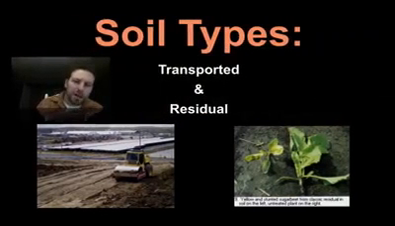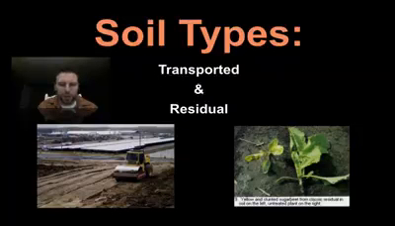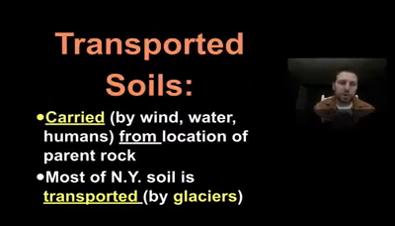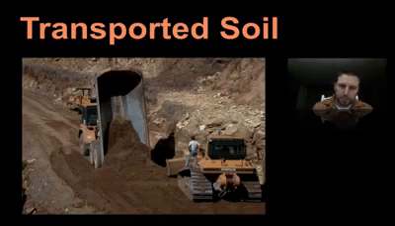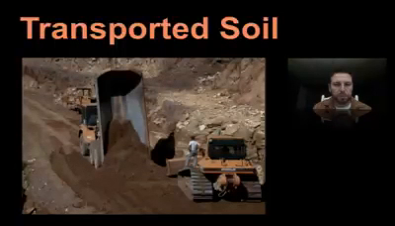Soil types. There are two major types of soil. We have transported and residual, and pretty much the names give their soil type away. Transported soils are soils that have been carried by wind or water from the location of the parent rocks. That means it weathered, broke down, and then something moved it. Most of New York soils is actually transported soil that was brought by glaciers. Once again, trucks coming in, backfilling into areas, transported soils. They're not from where it originally broke down.